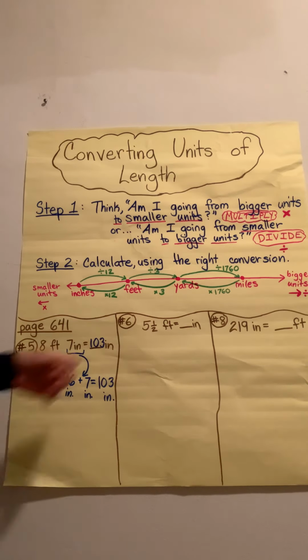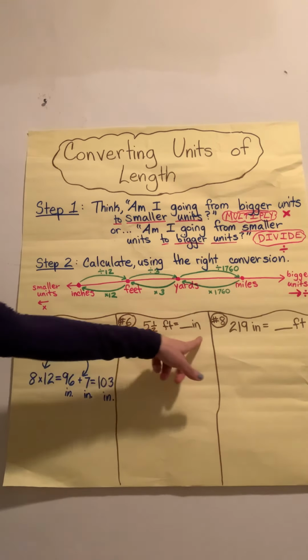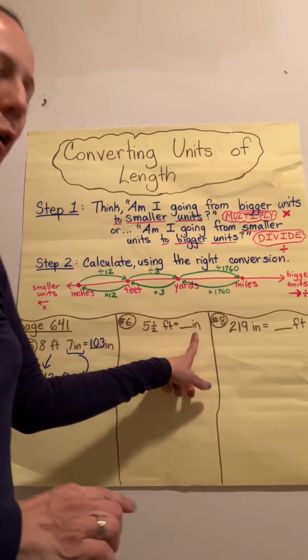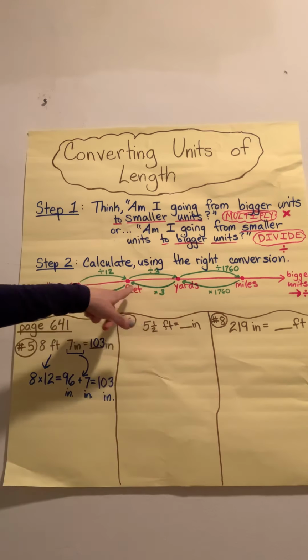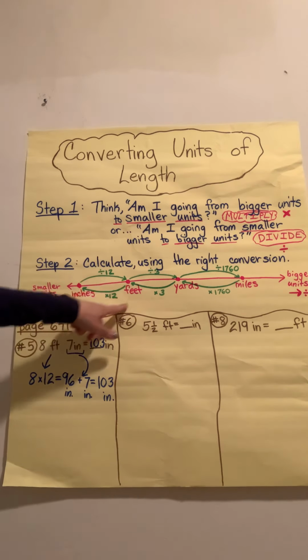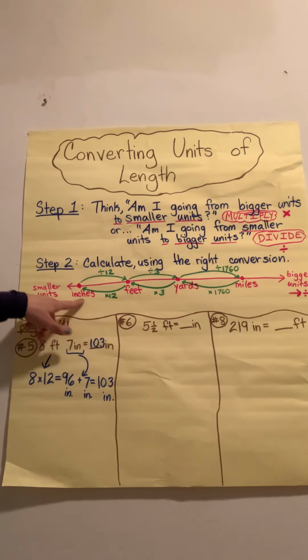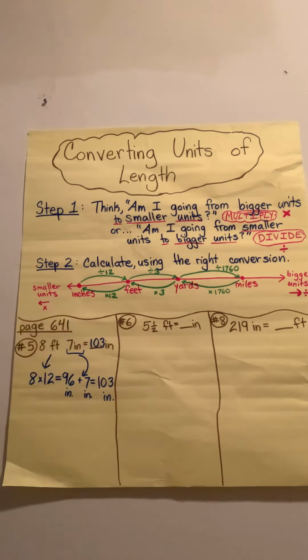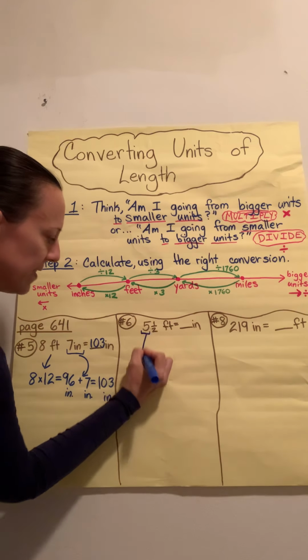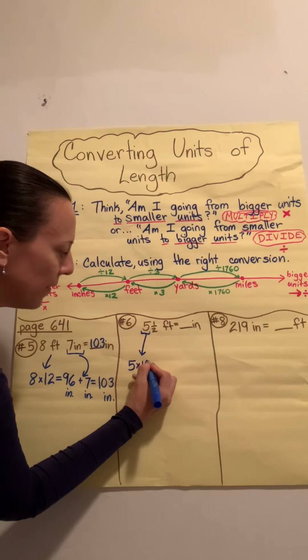Okay? Now let's try number 6. Okay. Number 6 is very similar. It starts with feet, but not a whole number of feet, and asks me to go to inches. So once again, I'm going from a larger unit to a smaller unit. I need to multiply. And I'm going from feet to inches, so I need to multiply by 12. So the 5 part is easy. Just like we did before, we're going to do 5 times 12. That gives me 60 inches.